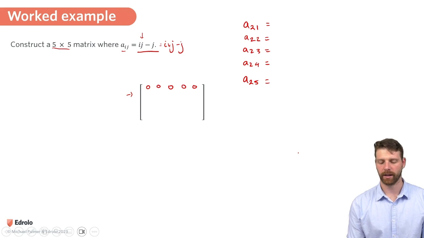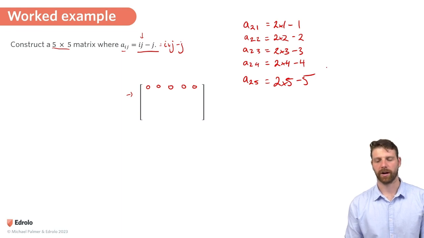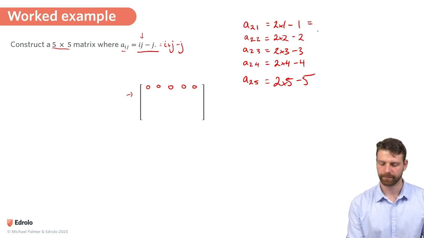Okay, so following that formula, I need to multiply i and j and then subtract j. So I've got 2 times 1 minus 1, 2 times 2 minus 2, 2 times 3 minus 3, 2 times 4 minus 4, and 2 times 5 minus 5. Okay, let's work them out.